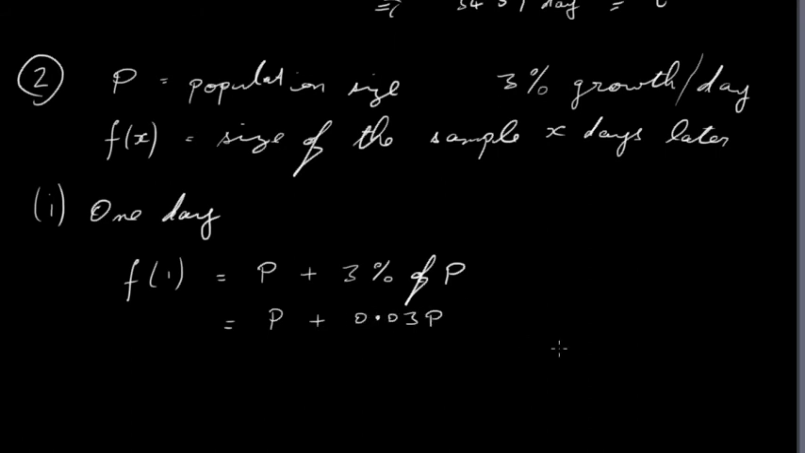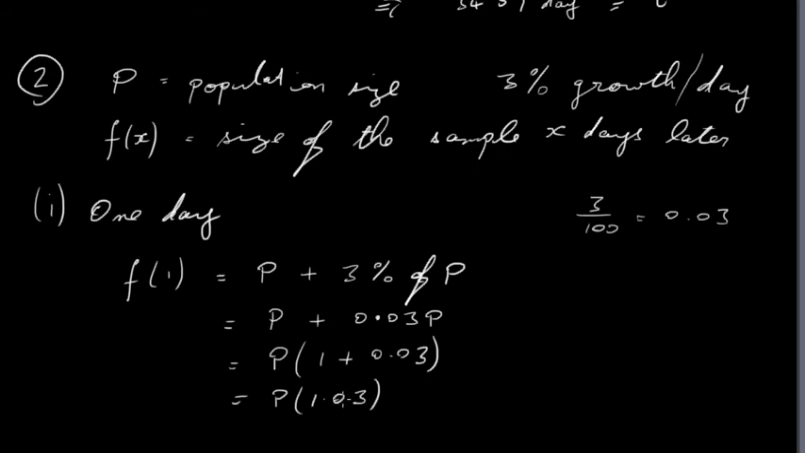0.03 p. Remember, 3% is 3 over 100. That's just 0.03, and we want to multiply that by p. So after 1 day we have a population p plus we have 0.03 of p. So if we factorize this, take p out, we're just going to end up with 1 plus 0.03. So that's just going to give us p 1.03.